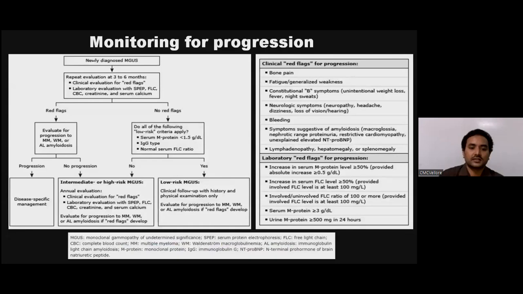If no progression, then annual evaluation, same with electrophoresis and flow cytometries. And if no other red flags, and if M protein is less than 1 to 1.5 gram, IgG type, then clinical follow-up with history and physical examination only. So finally it says that the patient should be kept under follow-up every 6 months or 1 year with IgM spikes, and IgG, IgA will be very less likely usually, and to look for all these red flag features along with that.